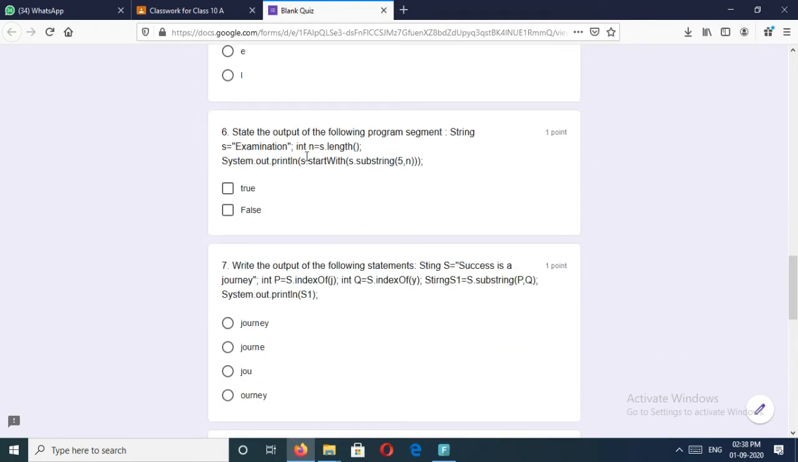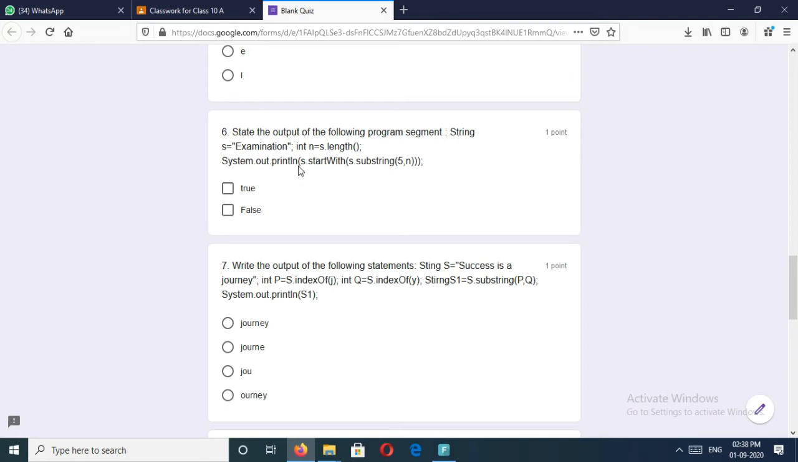Then sixth question, state the output of the following program segment. String s = "examination"; int n = s.length(). I told you, when you are working with the length function, you have to start the count from 1. So how can you calculate this one? n = s.length(). You will get 1, 2, 3, 4, 5, 6, 7, 8, 9, 10, 11. That means n is equal to 11.